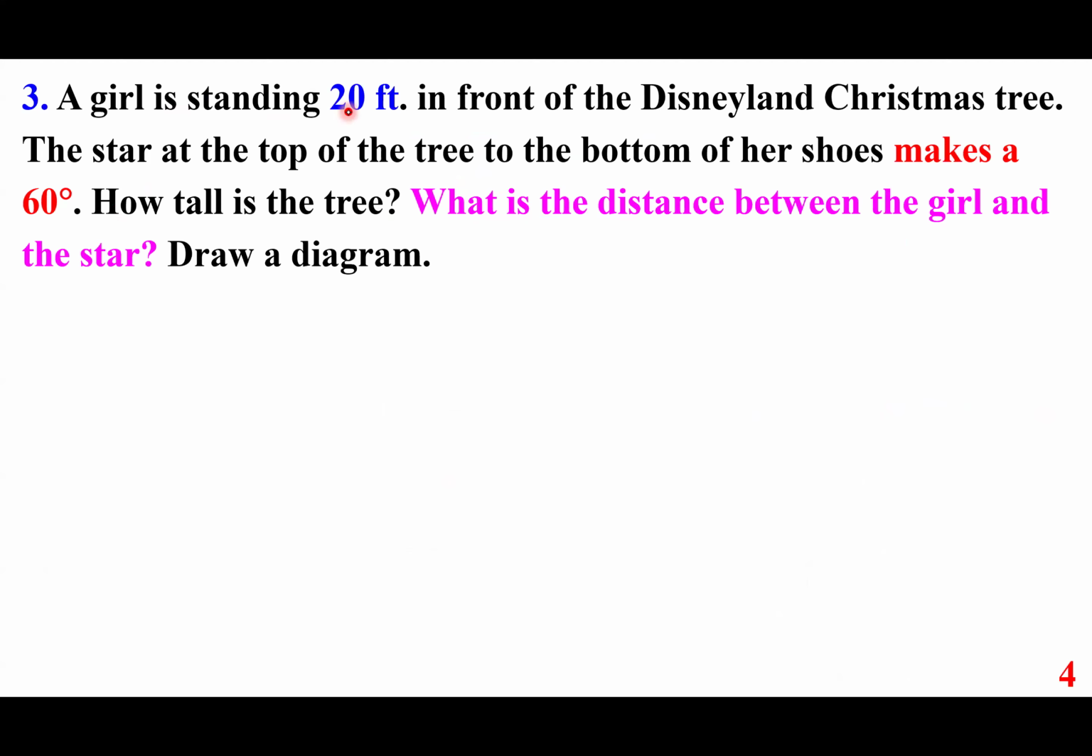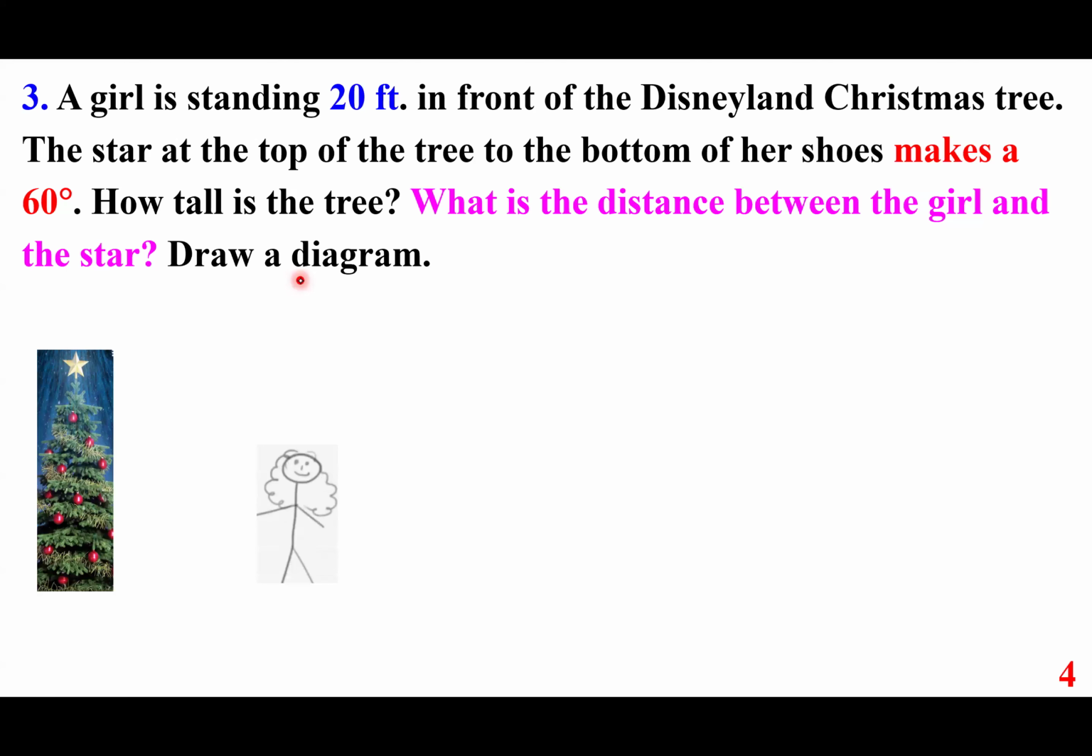A girl standing 20 feet in front of a Disneyland Christmas tree. The line from the top of the tree to the bottom of her shoes makes a 60-degree angle. How tall is the tree? What is the distance between the girl and the star? See, draw a diagram. Even if they don't ask you, you have to, because you have to justify your work.